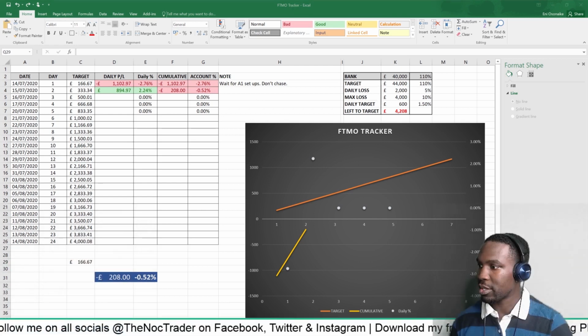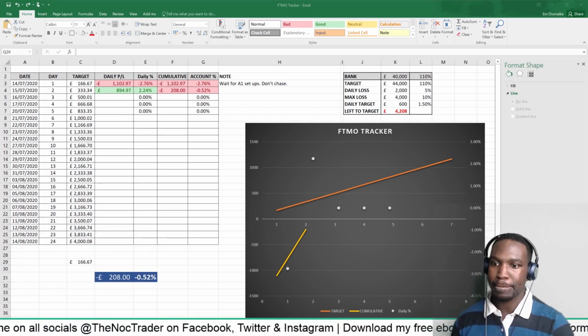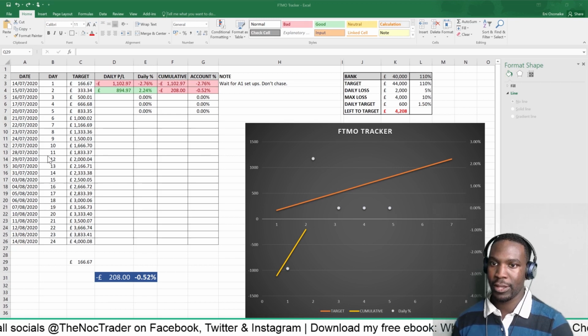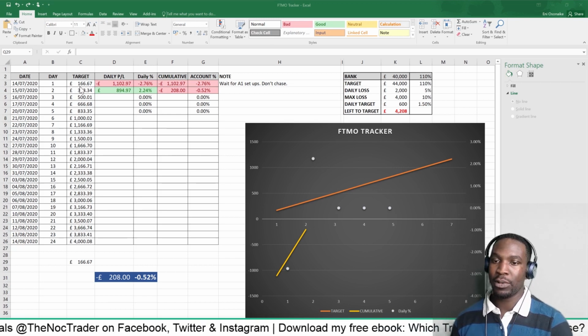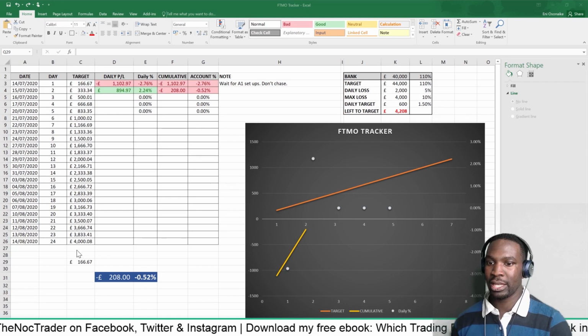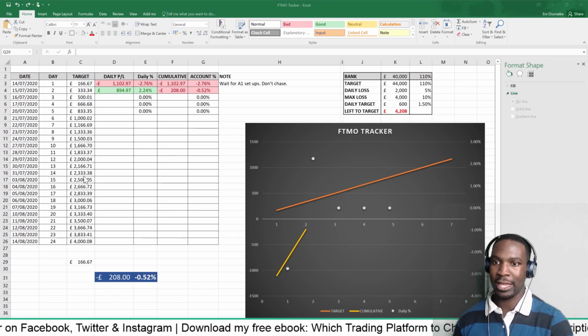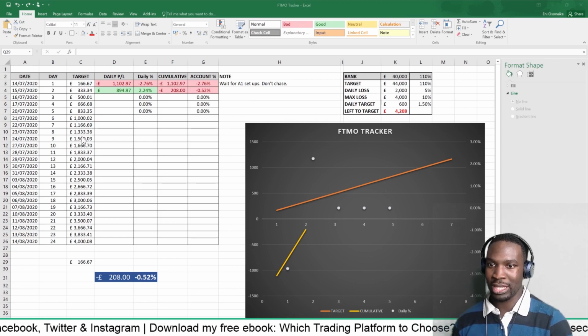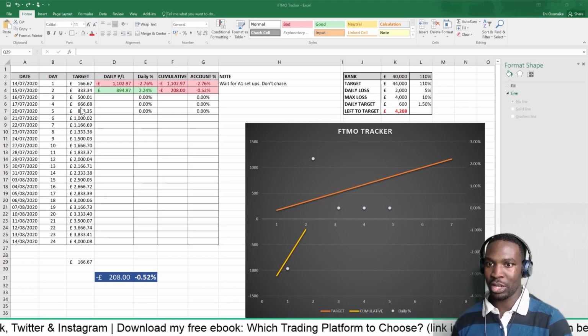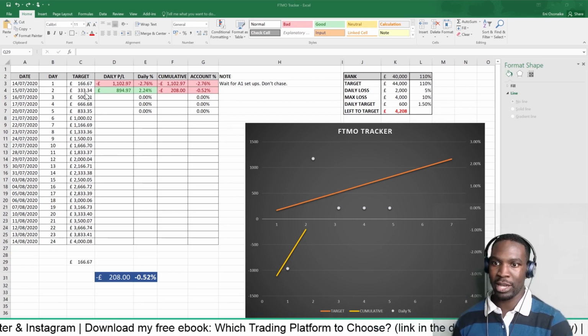Let me put myself to the right actually. So all my dates here are the days I can trade, and if I was to make the same amount each day to get to the 4,000, I'd have to make £166 a day. So that's my cumulative target. I should have made £333 by day two.